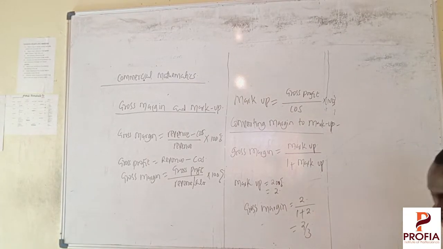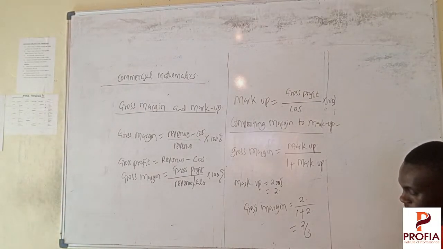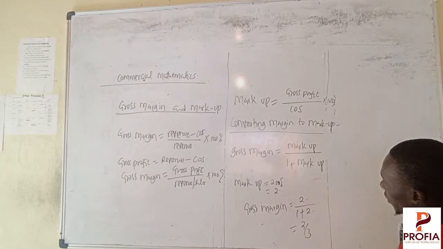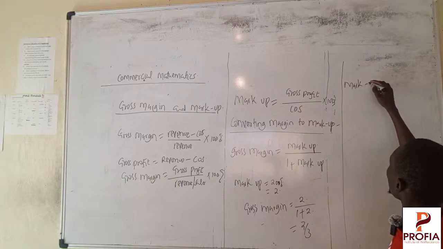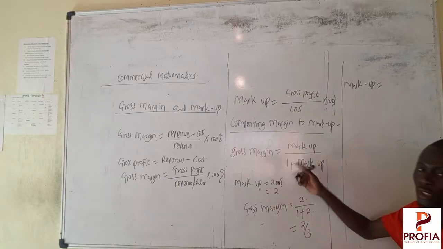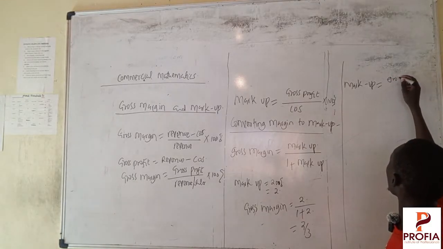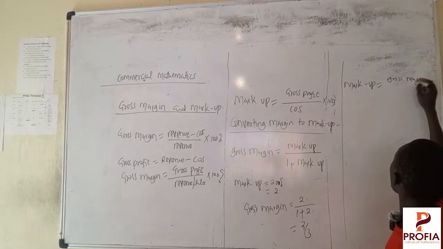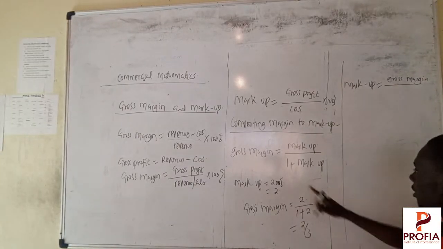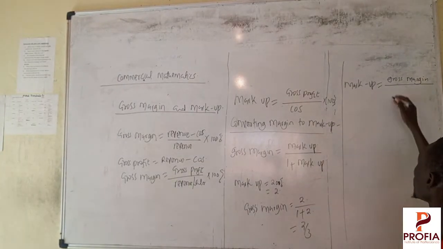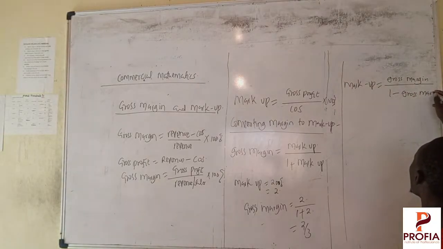Then, if they want you to get markup and you have been given the margin, it will be the opposite of this one. It will be gross margin all over, here we were adding, so here it will be 1 minus gross margin.